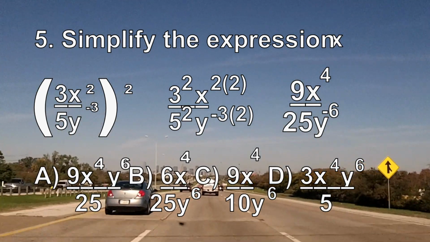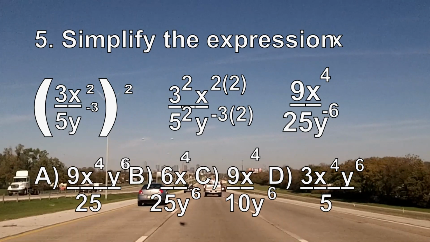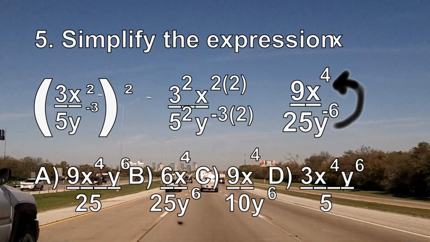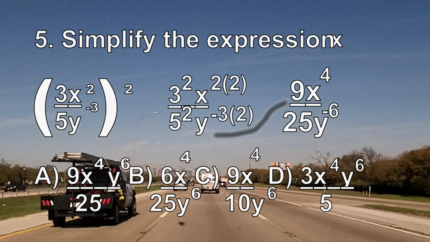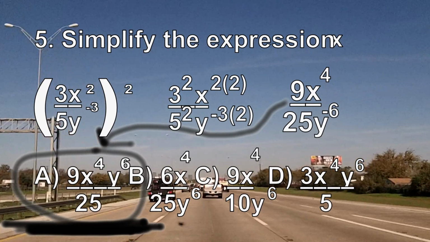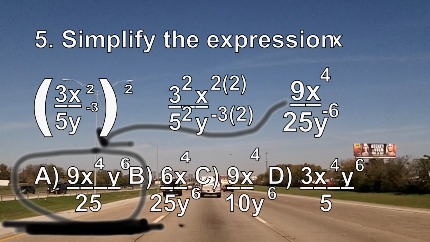And remember, since the y has a negative exponent, it will go from the denominator into the numerator, which would give us choice A. Choice A is the answer: 9x to the 4th times y to the 6th, all over 25.